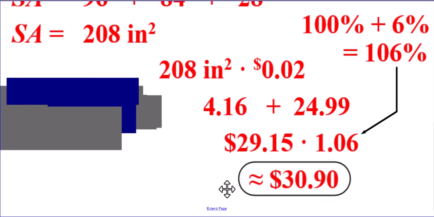So, final answer. Now, I did have to round to the nearest cent because dollars and cents, 2 digits after the decimal point. $30.90. Done.